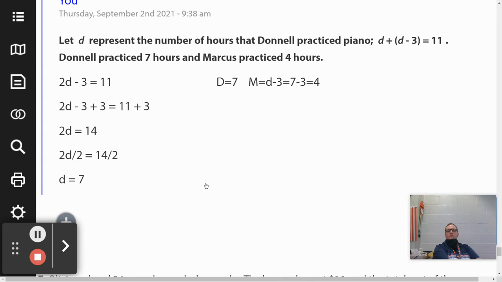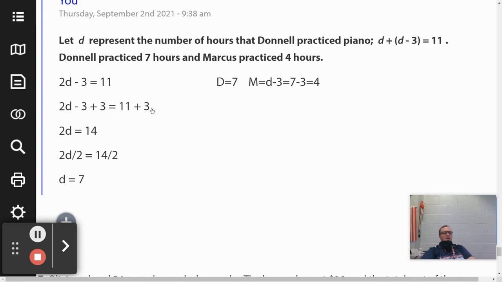So the equation would be D, that's what Donnell is. Marcus was whatever Donnell is minus 3 because Donnell practiced 3 hours longer. So when Marcus stopped, Donnell went 3 hours longer. So wherever Donnell was, Marcus stopped 3 hours before. So you subtract the 3 from D. And so you'll have D plus D minus 3 equals the 11 hours total. So 2D minus 3 equals 11.